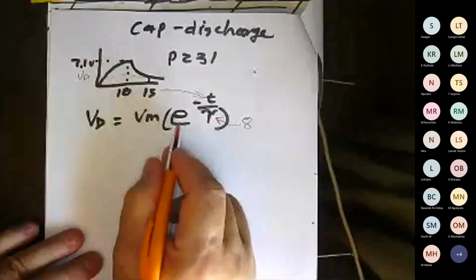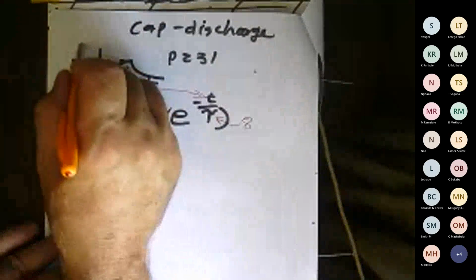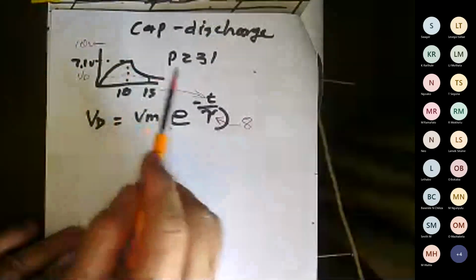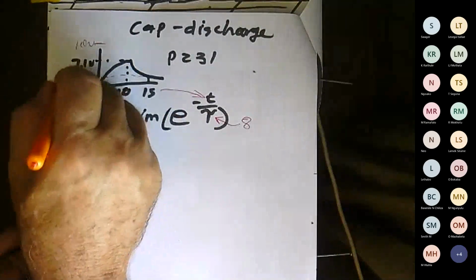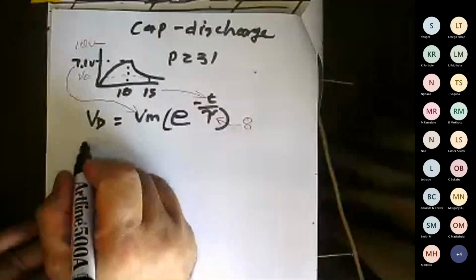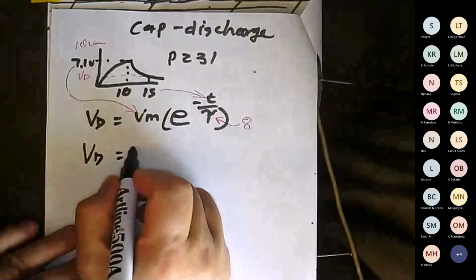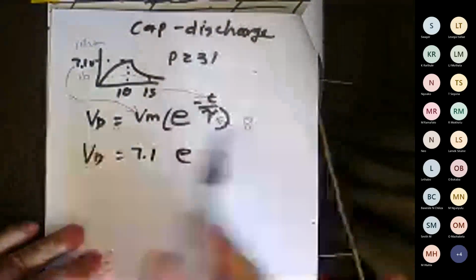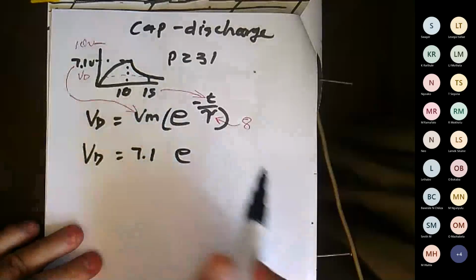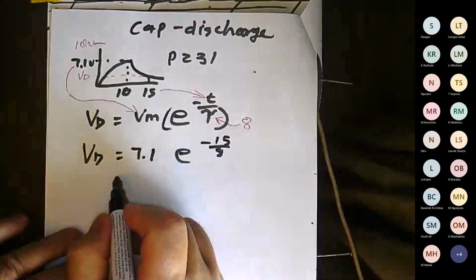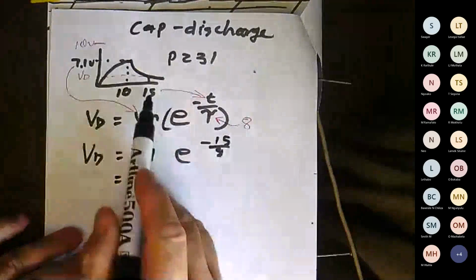E still remains. But V max, what is that now? It can't be 10 volt anymore. 10 volt was there. It's now 7.1 volts. So we're putting this lower one in there. So there's my formula: V discharge equals 7.1 E to the minus T over tau, so it's minus 15 over 8. Guys, tell me, what is the discharge voltage after 15 seconds?